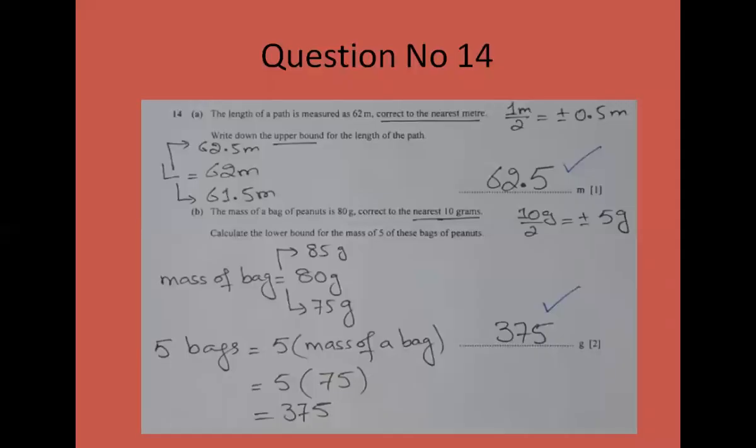Okay. So 1 meter divided by 2, that will be 0.5 meter. So this will be added, this will be subtracted from the measurement. So the length is 62 meters. When you add 0.5, you get 62.5 meter. And when you subtract 0.5, you get 61.5 meter. So the upper bound of the measurement is 62.5 meter, and the lower bound of the measurement is 61.5 meter.